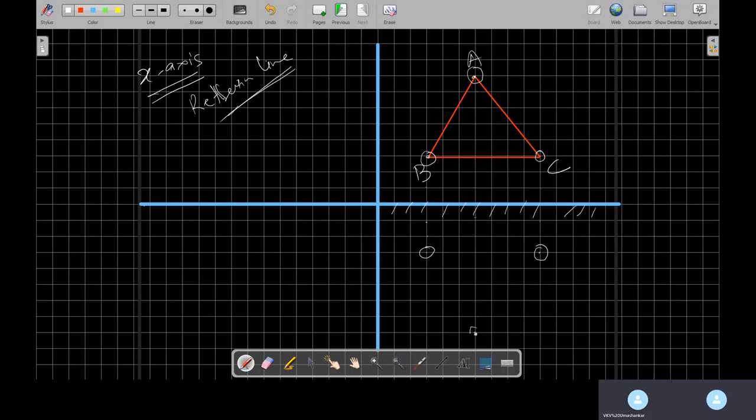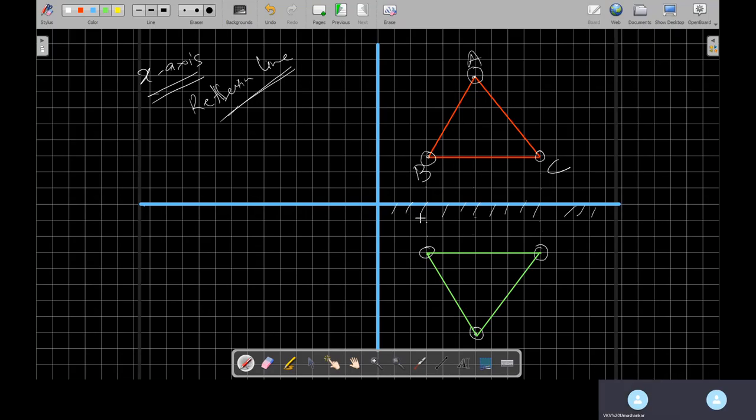1, 2, 3, 4, 5, 6, 7, and 8 points. Okay. So once you have got 8 points, now you can join it with your line. So you can join this point from here to here, from here to here, and from here to here. Okay.